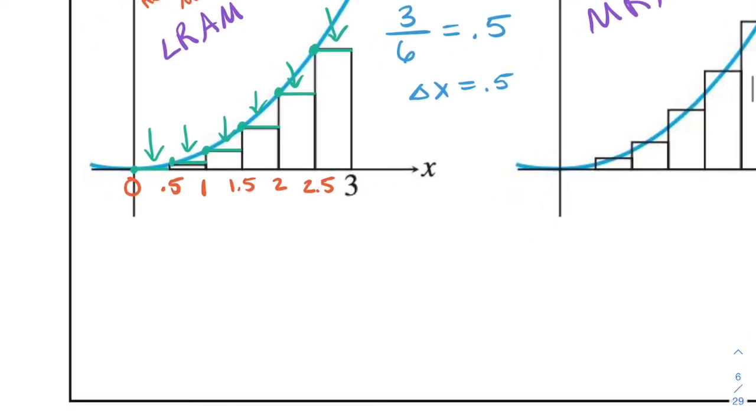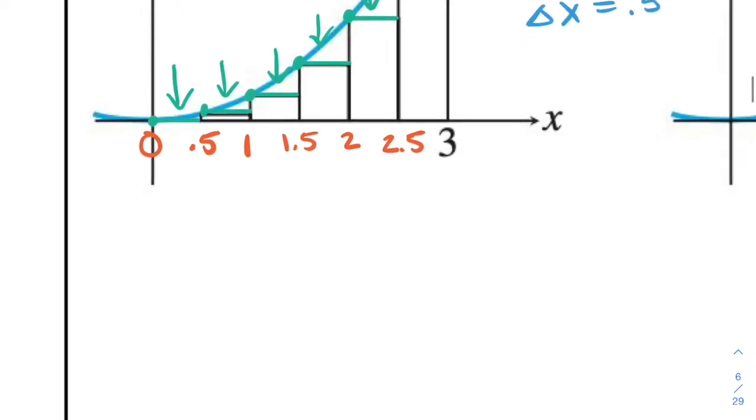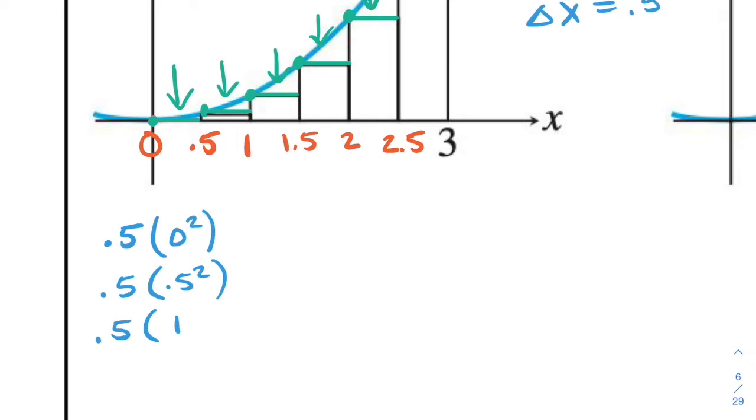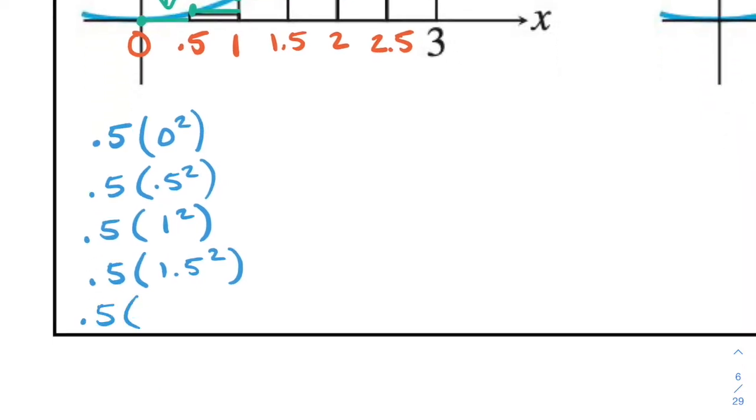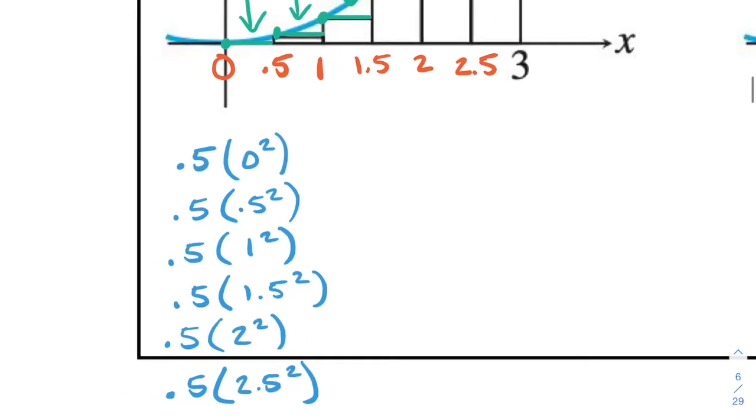Okay? If I want to calculate these, I'm going to take each one of my rectangles. Each one of my rectangles is 0.5 wide, and then I'm going to multiply it by how tall it is. So 0.5 times 0 squared, 0.5 times 0.5 squared, 0.5 times 1 squared, 0.5 times 1.5 squared, 0.5 times 2 squared, and 0.5 times 2.5 squared. What am I doing?